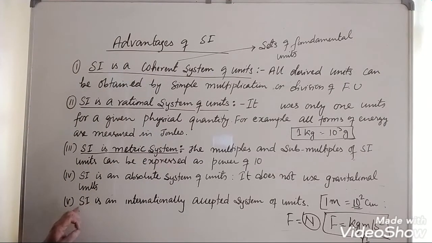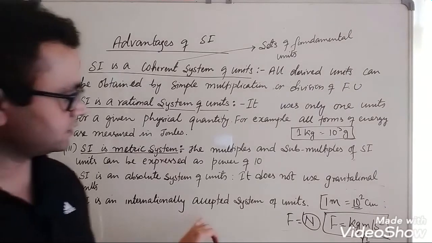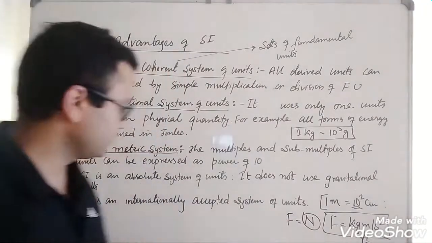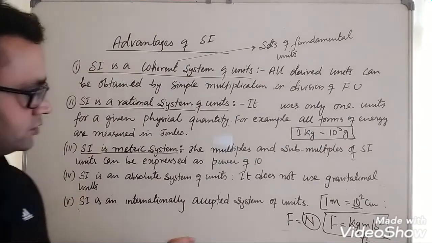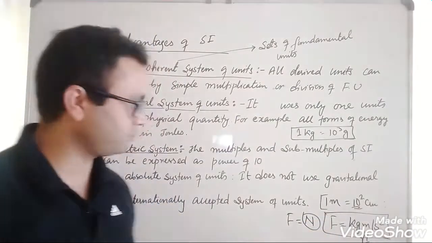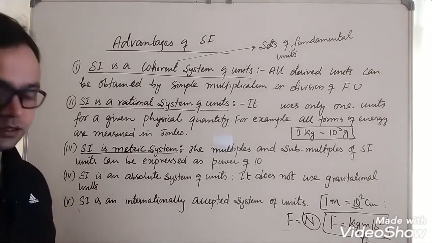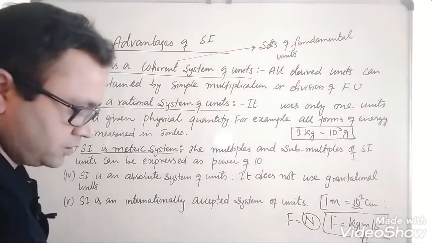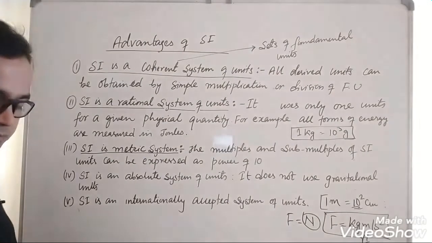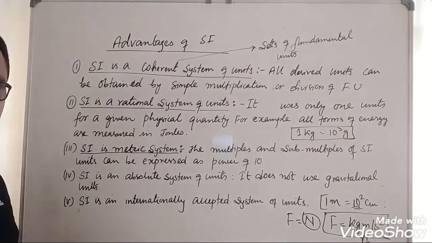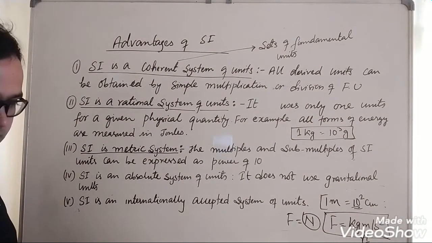So the last one is, SI is an internationally accepted system of units. So this is the SI system, the international system of units, internationally approved units. Okay, these are the advantages of SI units. So the next topic is abbreviations in power of tens.